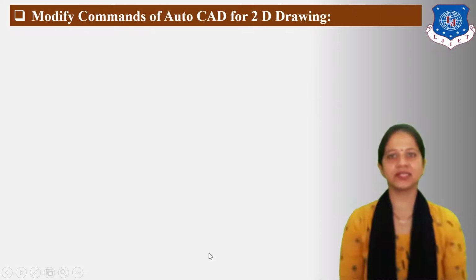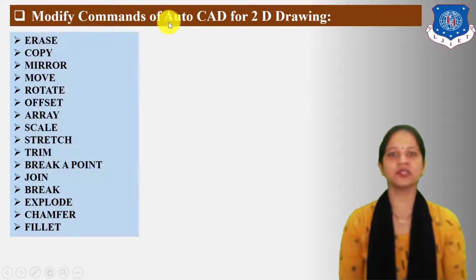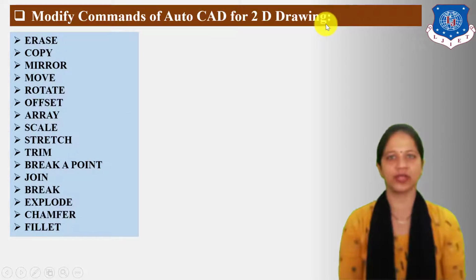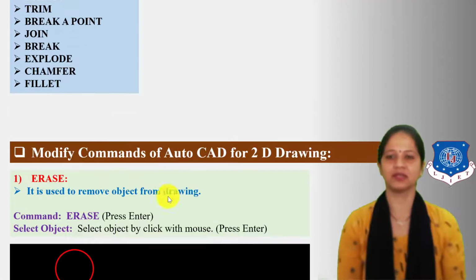So next, let us discuss the modify commands of AutoCAD for 2D drawing, which are erase, copy, mirror, move, rotate, offset, array, scale, stretch, trim, break at a point, join, break, explode, chamfer and fillet. Next, let us understand one by one all these commands with examples.